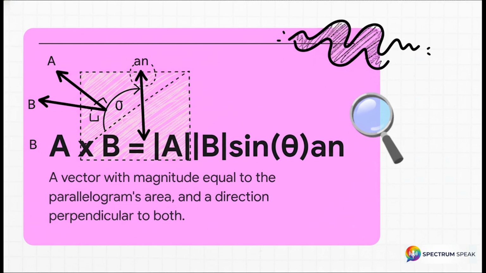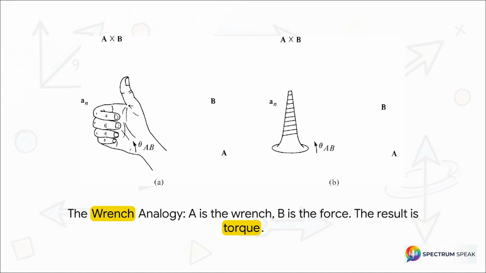The length or magnitude of this new vector is the magnitude of A times the magnitude of B times the sine of the angle this time. And its direction? It's always perpendicular to the flat plane that A and B live on. And that little A sub n at the end, that's just a way of saying, hey, the direction is perpendicular to the first two. And for this one, the perfect analogy is turning a wrench.